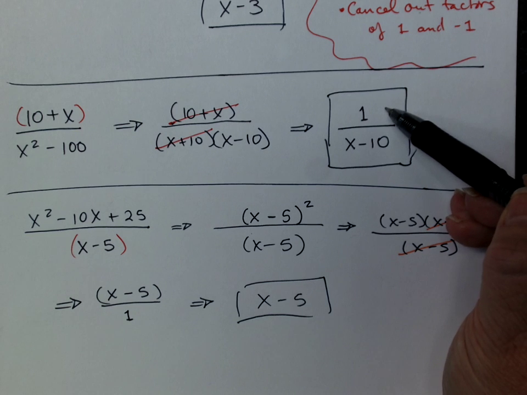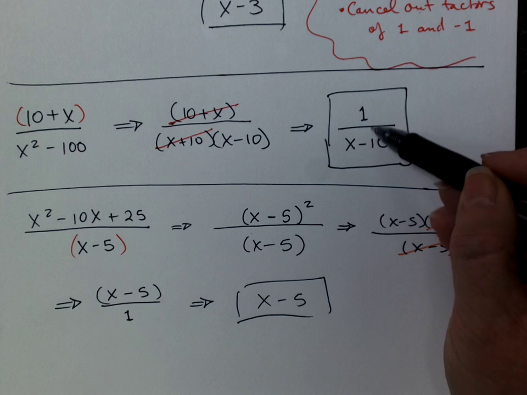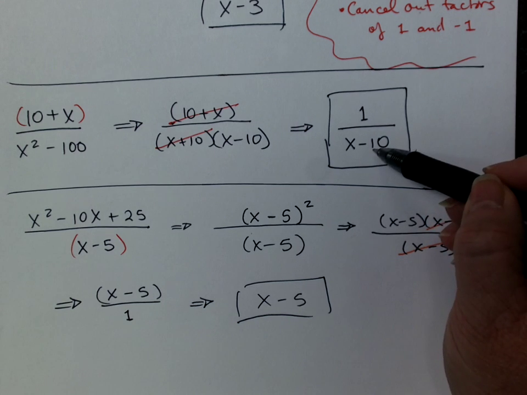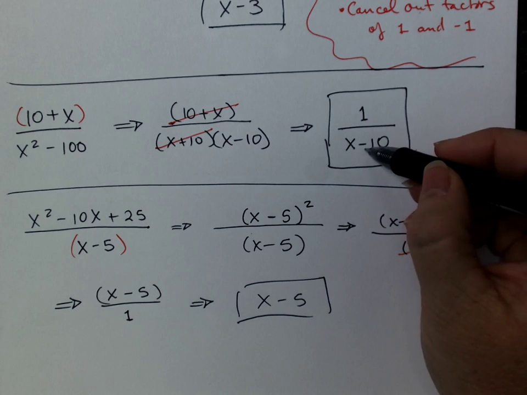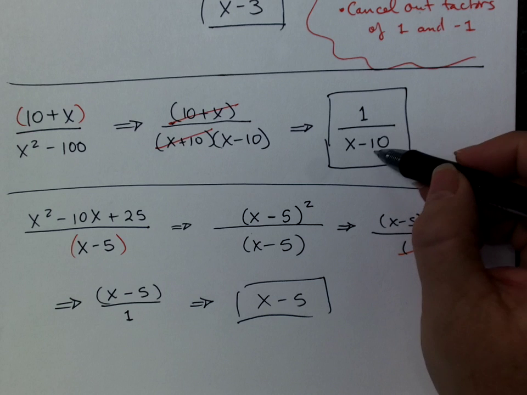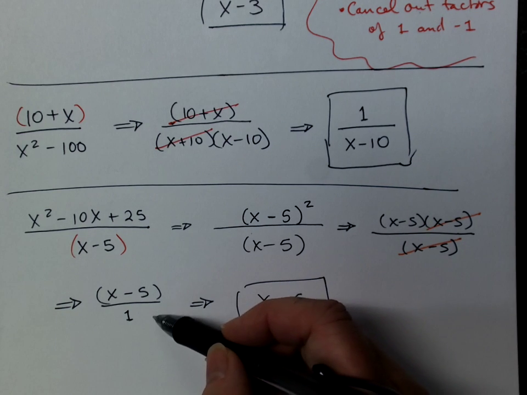No, it wouldn't. Think of it in terms of numbers. If this were, instead of x minus 10, let's say this was 1 over 8. Is that the same thing as 8? 1/8 is like 1 slice of a pizza, as opposed to 8 whole pizzas. 1 over 8 is not the same thing as 8. So 1 over x minus 10 is not the same thing as x minus 10. Totally different value. Now 8 over 1 is the same thing as 8.